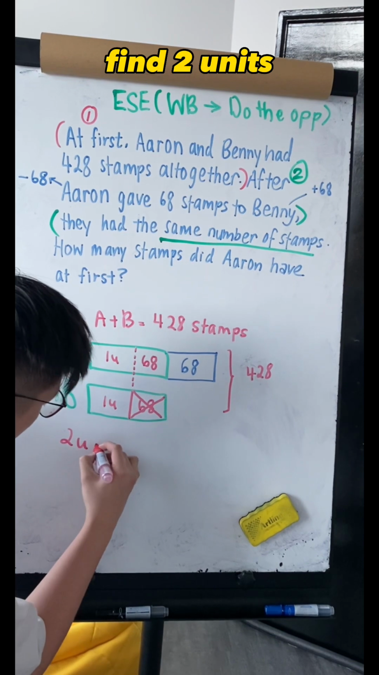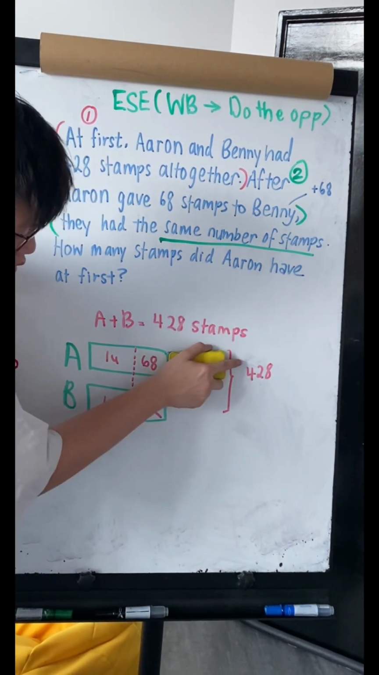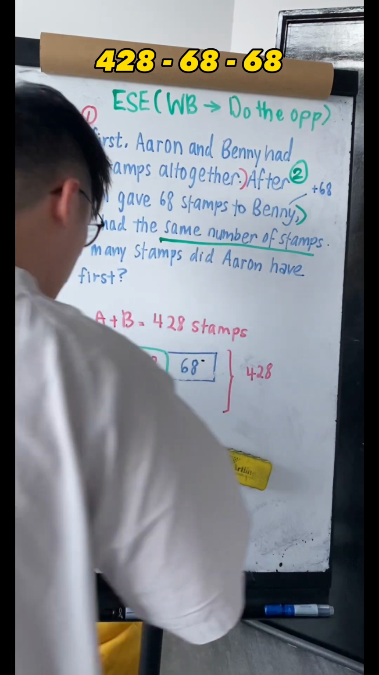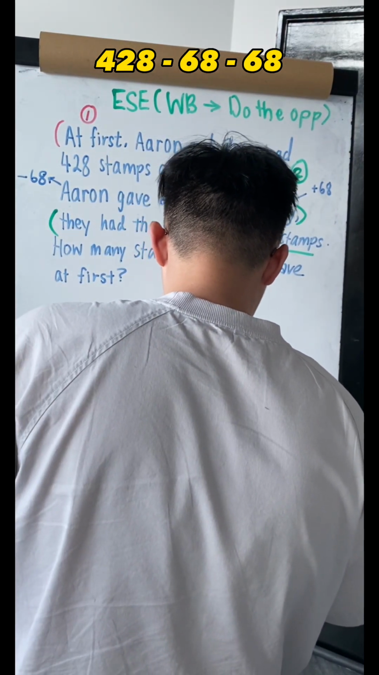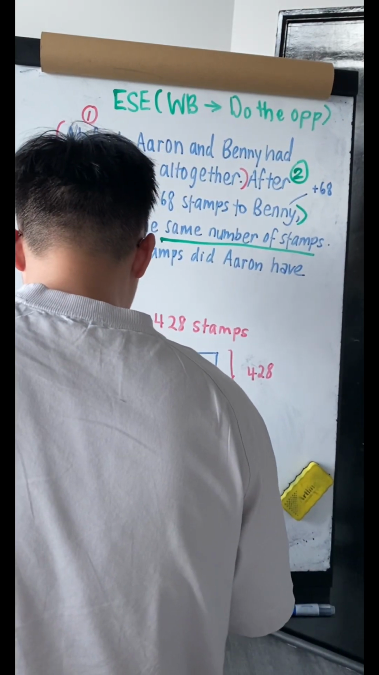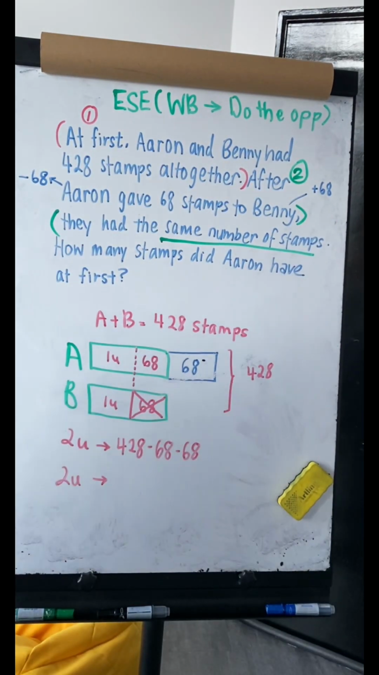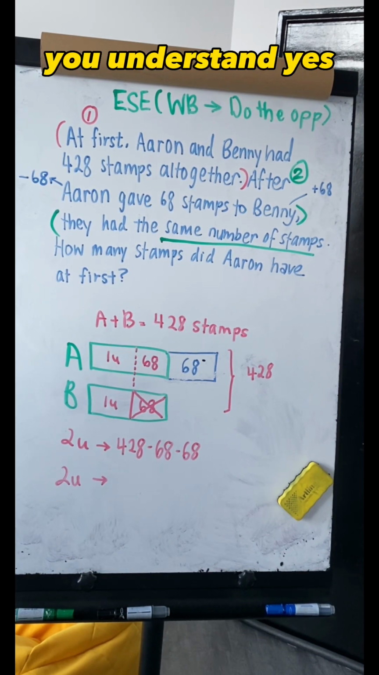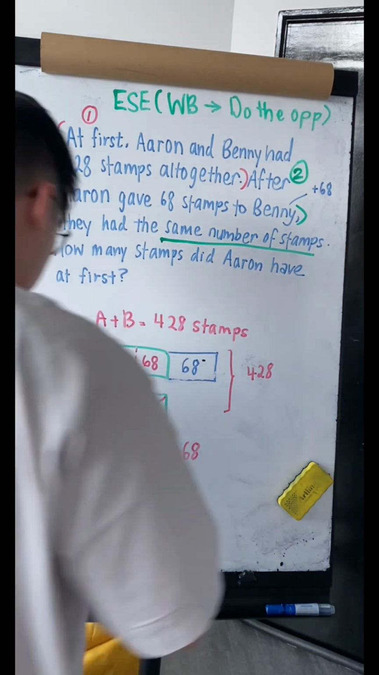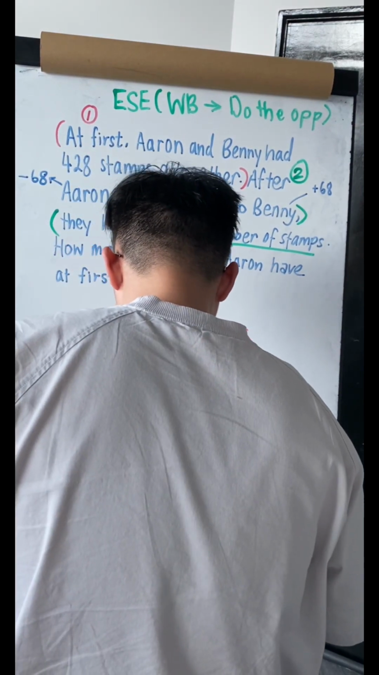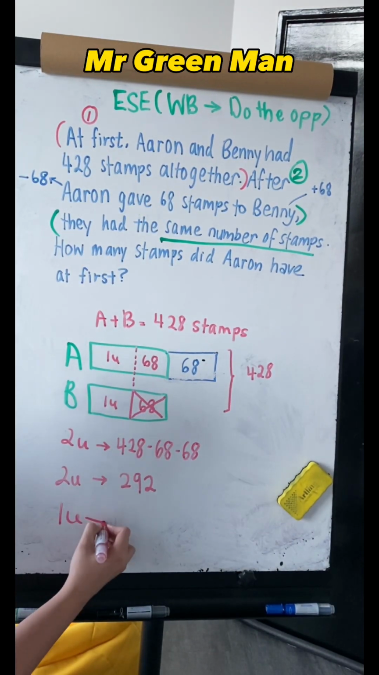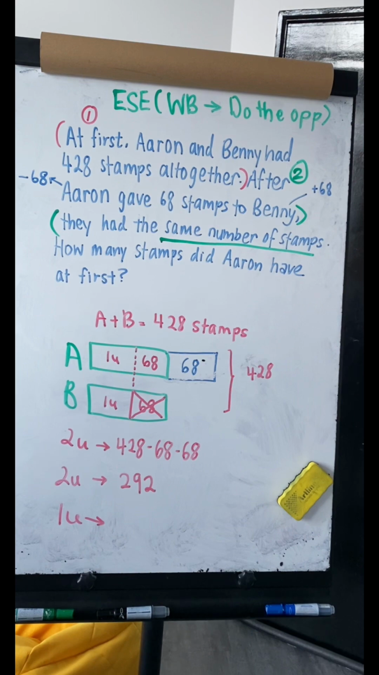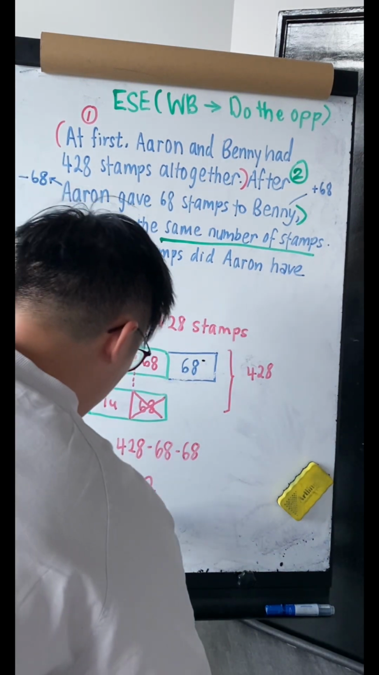How do I find 2 units? Very simple. 428 minus away 68 minus away 68. So we do 428 minus 68 minus 68. That will give me 292. You all agree so far? Now, once I'm done with 2 units, I always have to find my Mr. Greenman. Agree or disagree? So 292 divided by 2 gives me 146.